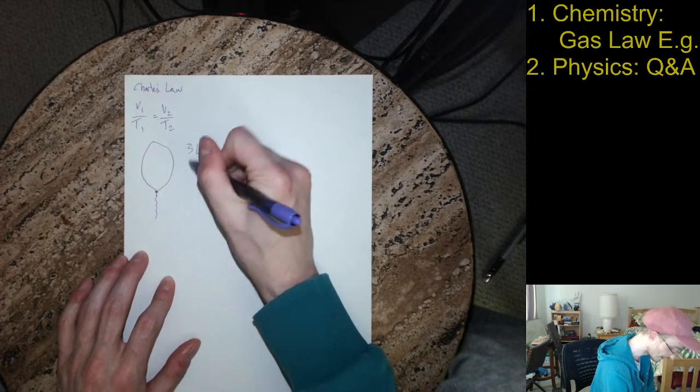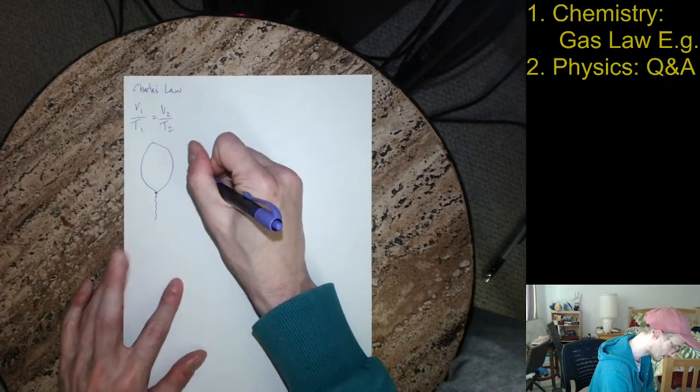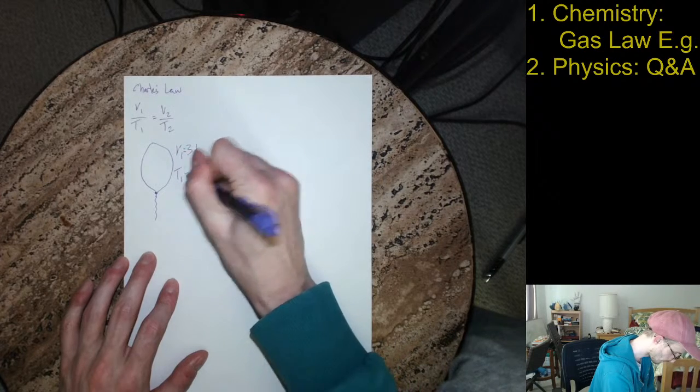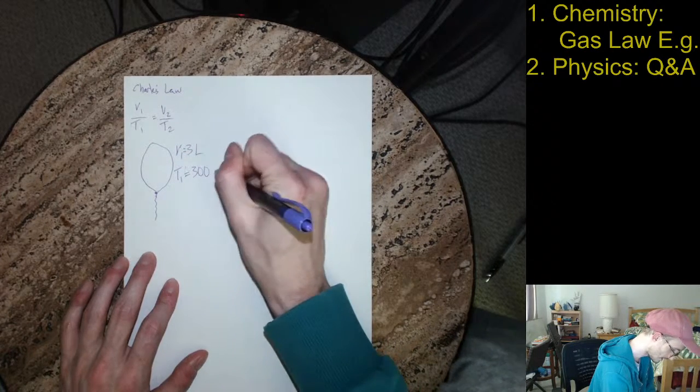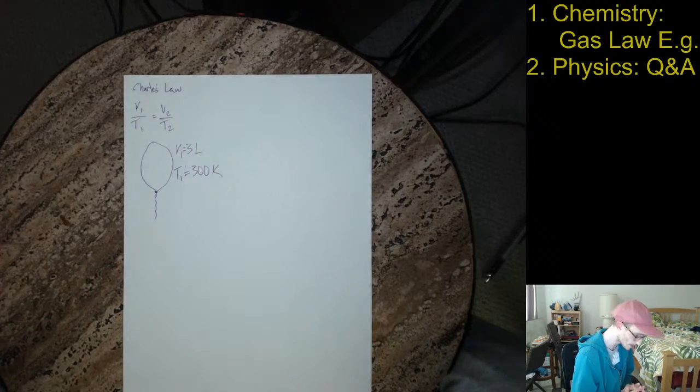And the temperature, now the temperature has to be given in Kelvin or Rankine. So we're going to say that V1 equals 3 liters and that T1 equals, we'll say 300 Kelvin. That's going to make our numbers very nice and easy to use.